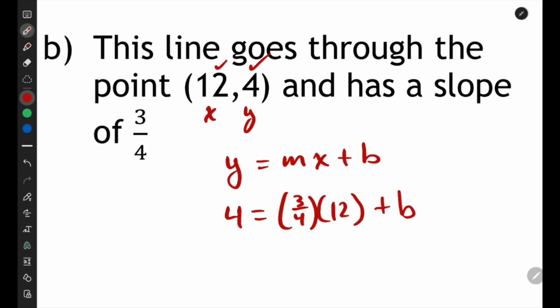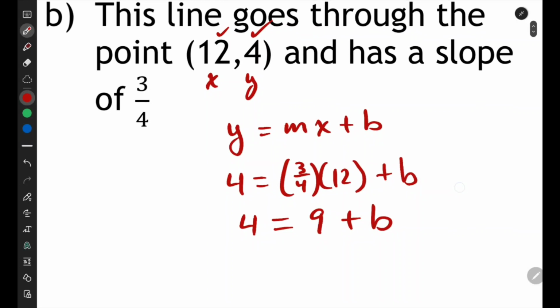So on this, I'm going to go ahead and do the multiplication. 3/4 times 12, I'll take 12 divided by 4, and I get 3. So I believe this is 4 is equal to, let me do that again, 12 divided by 4 is 3. 3 times 3 is 9, and then plus b. And if I subtract 9 from both sides of that equation, I get that negative 5 is the value of my y-intercept. It's b.